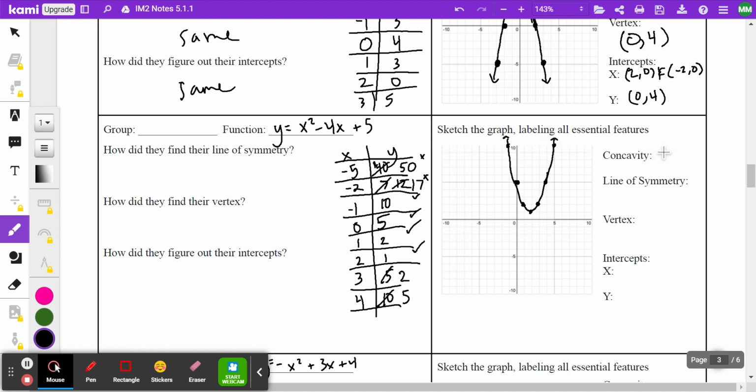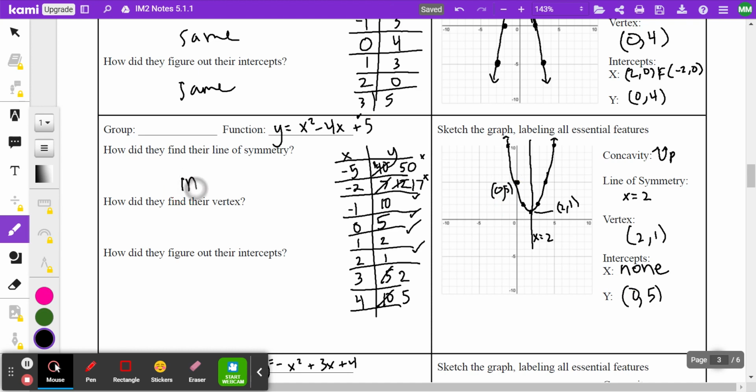Because this is concave up, the line of symmetry is at x equals 2. That's right in the middle. That's how I knew. Line x equals 2. The vertex is at 2, 1. That's the point right here. And I don't pass the x-axis, and that's fine. There are no x-intercepts. And my y-intercept is at 0, 5. And it should be because 5 is the c value for my equation. All of these I found by visual inspection.